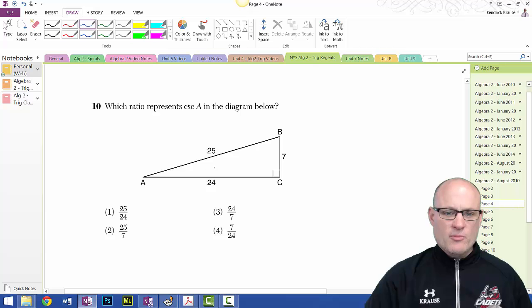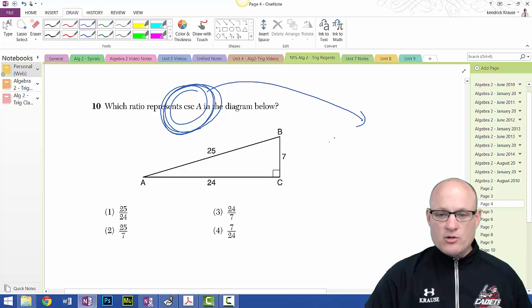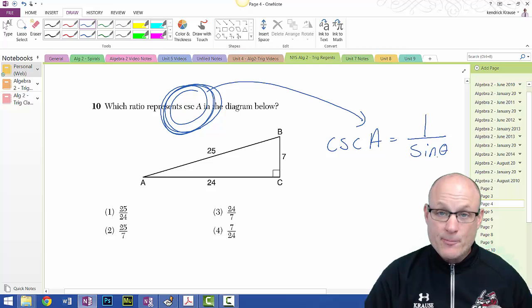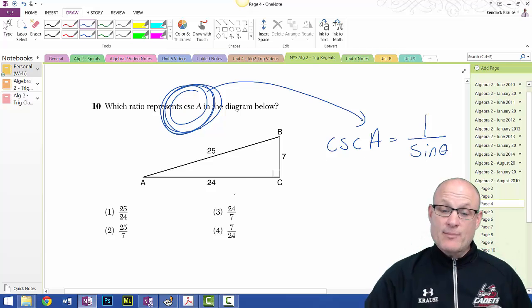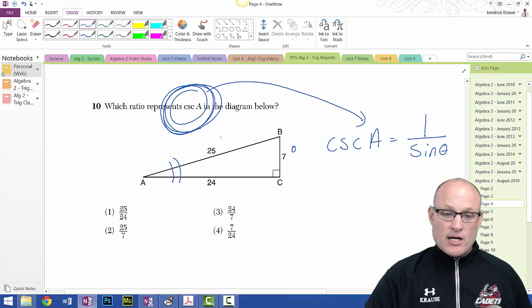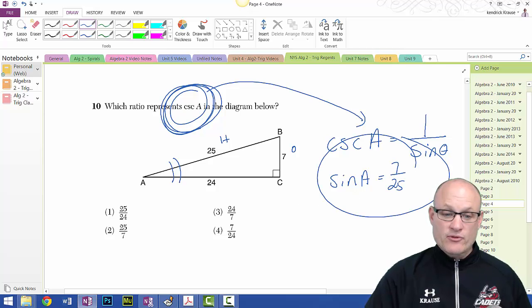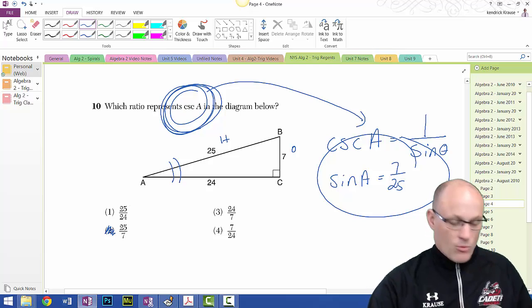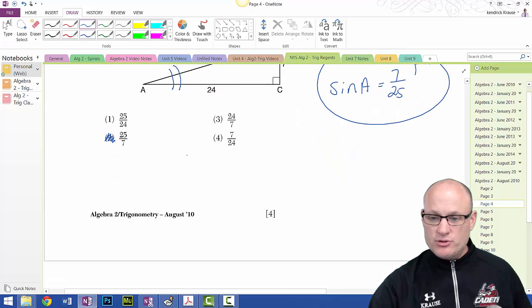All right, so what do you have to know about this? We got cosecant A. Cosecant A is really just 1 over sine of A, the reciprocal of sine. That's what I'm going to remember. Sine is opposite over hypotenuse, so I know that the sine of A is 7 over 25. Therefore, the cosecant is the reciprocal of that, 25 over 7. Choice 2. We're moving on up to the top.